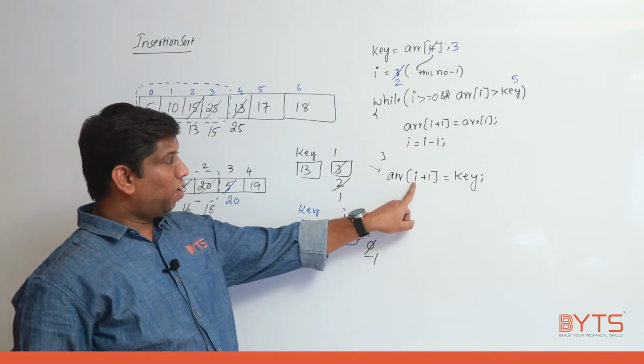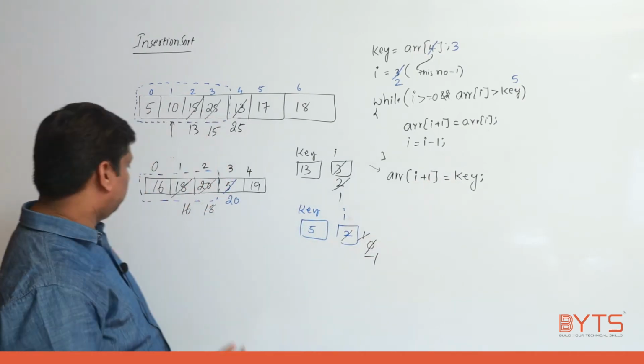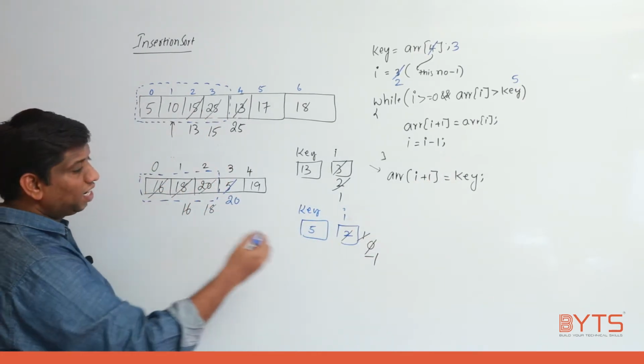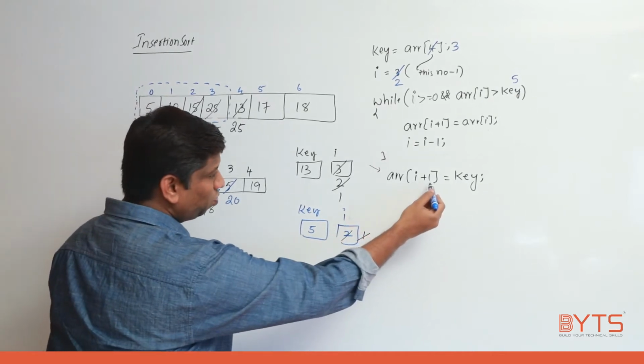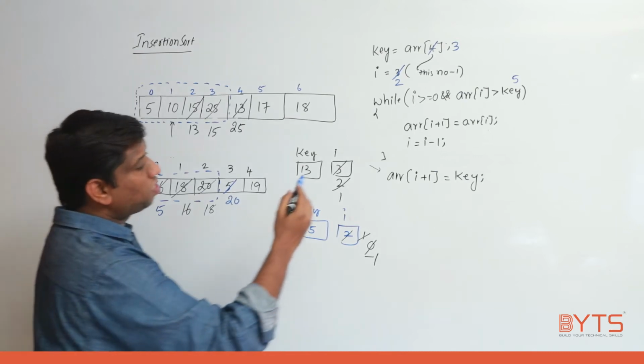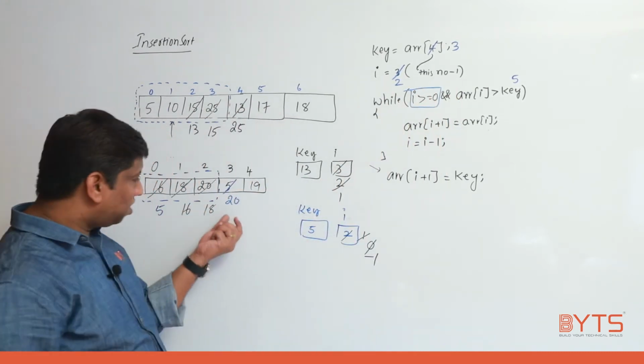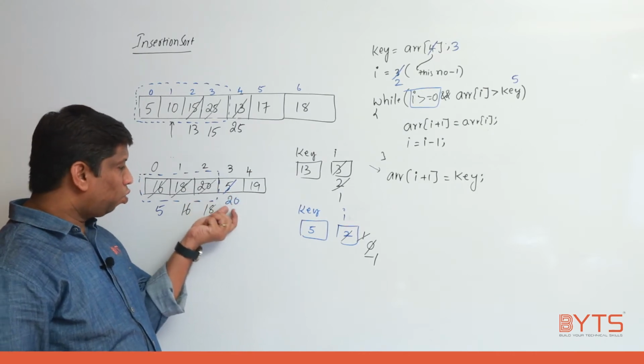Now what should I do? I value is minus 1. Minus 1 plus 1 is 0. Into the 0 location, what should I copy? Key. So what is the value of key? Key value is 5. That is copied to the minus 1 plus 1, 0 location, right? So now what is copied here? 5.